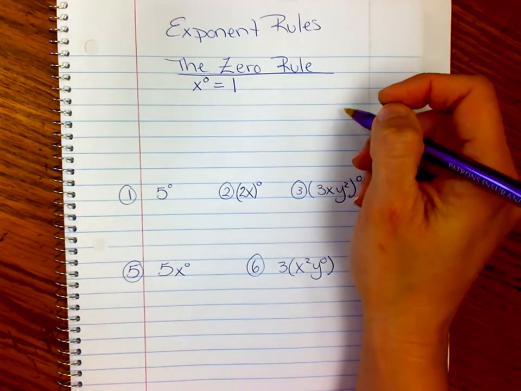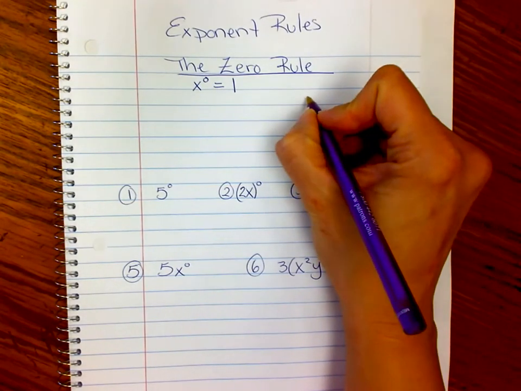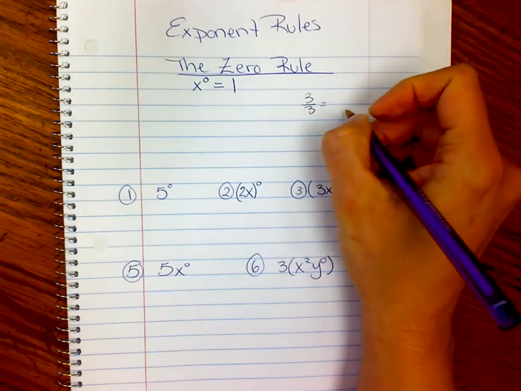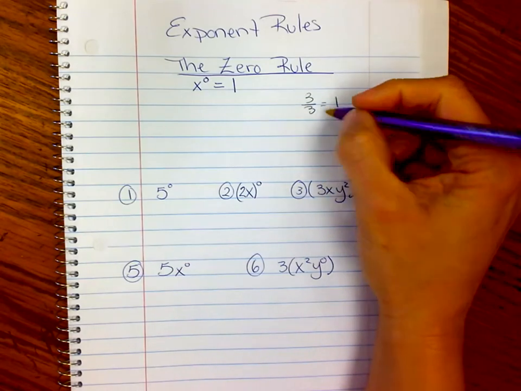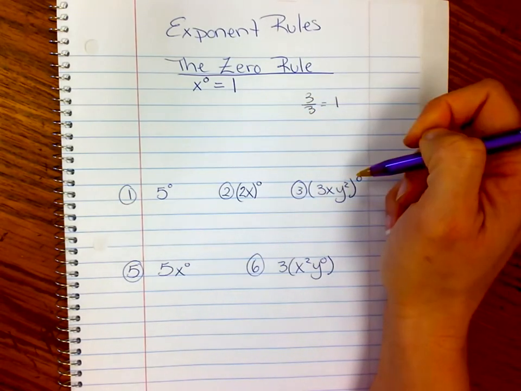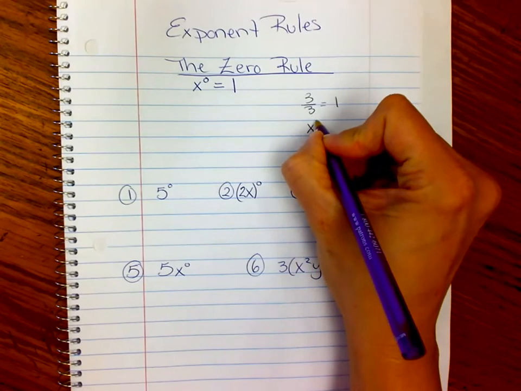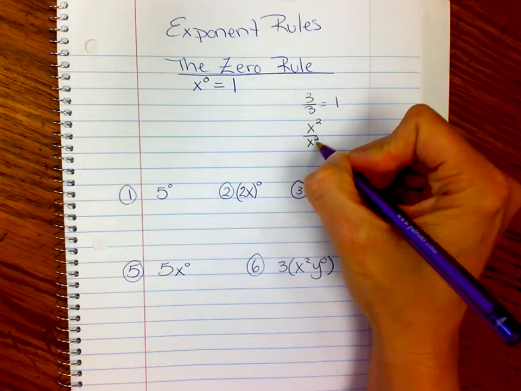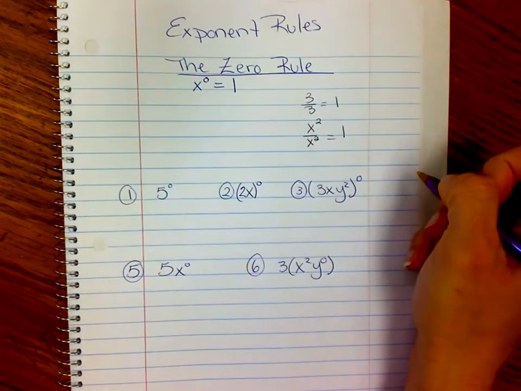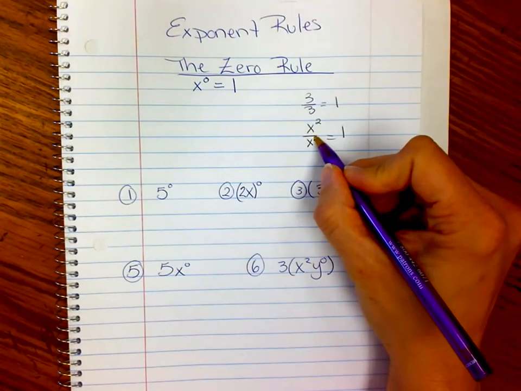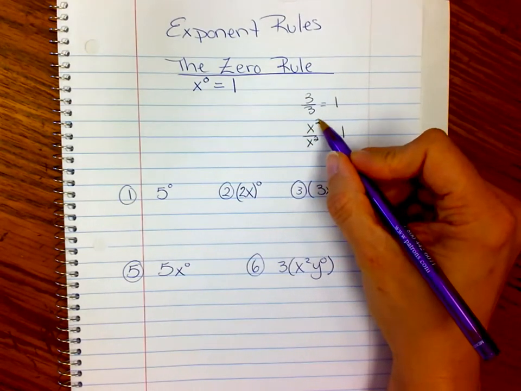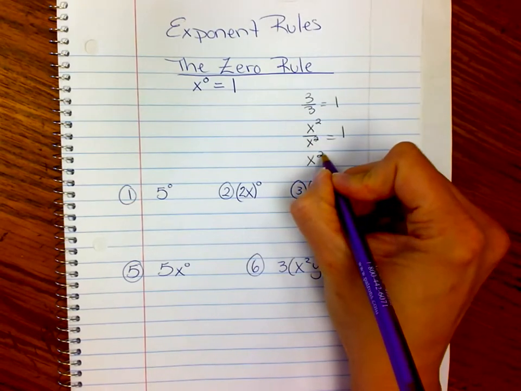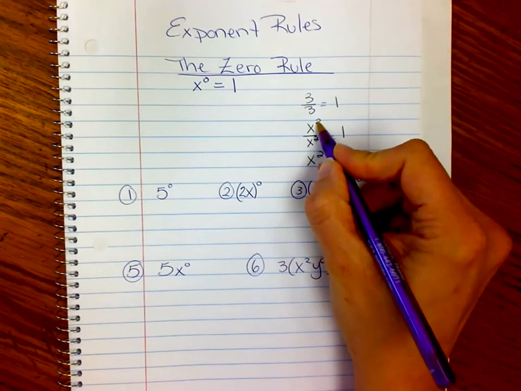Hopefully you've learned your division rule. We're going to try something here. If I said 3 divided by 3, you'd say that equals 1, because we have a rule that says anything divided by itself is 1. Well, if I say x squared divided by x squared, that's something divided by itself, so that must equal 1 too. Well, the division rule says that when you're dividing like bases, you subtract the exponents.